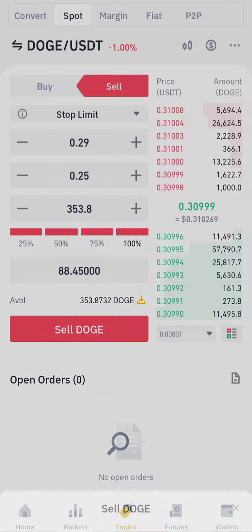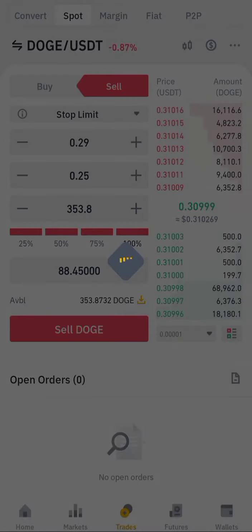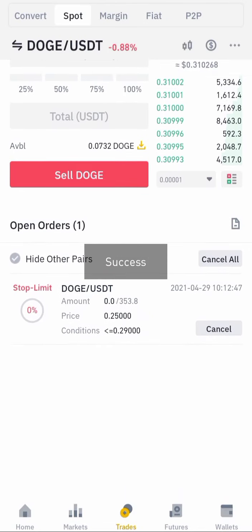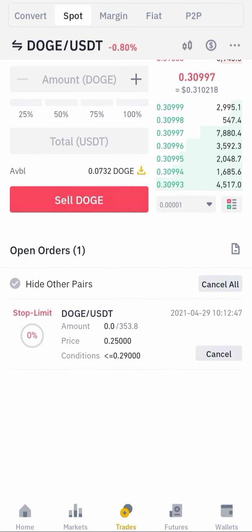So I click sell. You can see if the last price drops to or below 0.29 USDT, an order to sell 353.8 Doge at the price of 0.25 USDT will be placed. I click confirm. So you can see that the order has been created here. Until then, it remains open until it gets to that point, at which it will be executed.